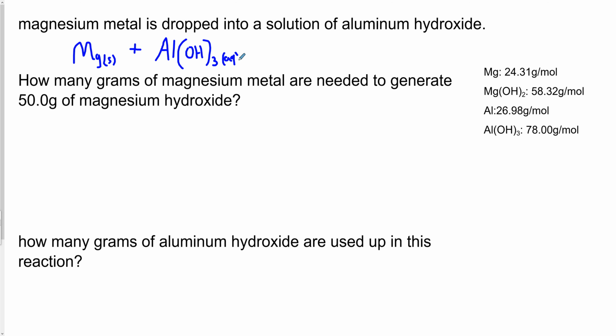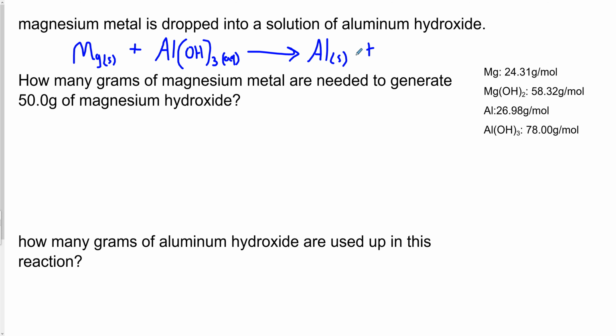Reaction arrow, we're going to be making, well, this looks like a single replacement reaction. We have an element and an ionic compound. That is going to signal to me that this element is going to displace or replace the aluminum ion. So we're going to have Al solid, and then we're going to have the magnesium hooking up with the OHs.